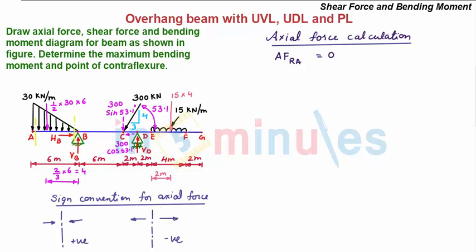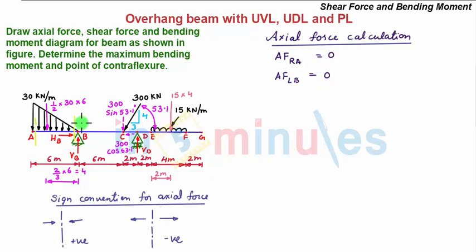Now moving the section towards the right and taking the section towards the left of B and very near to it, we have the axial force towards the left of B equal to, now again considering the left hand side of the section, we see that there is no horizontal force acting on the left hand side of this section, so the axial force towards the left of B is 0.